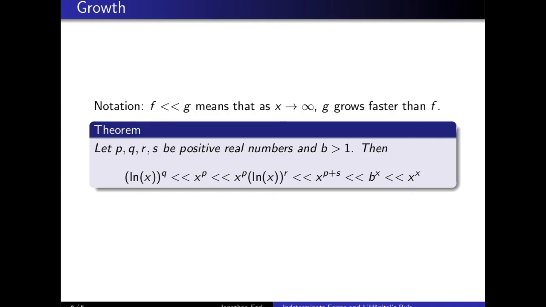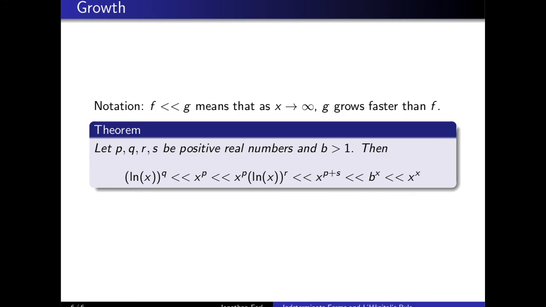Okay, and then there's kind of a side bit of information. This isn't totally relevant to us, but it's more useful when you go off to Calc 2. So we'll use the notation f is much less than g to mean that as x goes to infinity, g is growing much, much faster than f. So as x goes to infinity, g is going to be substantially bigger than f.